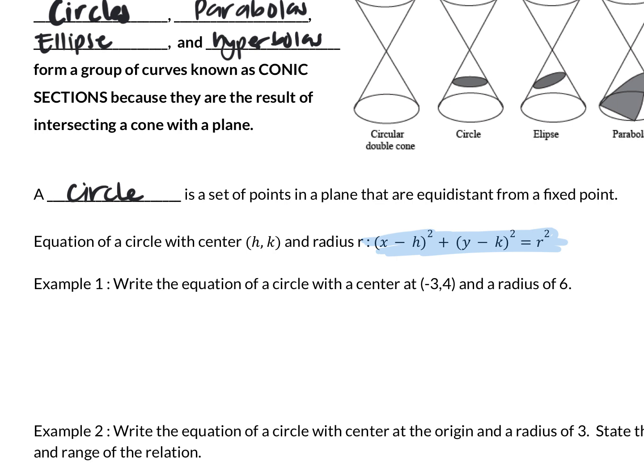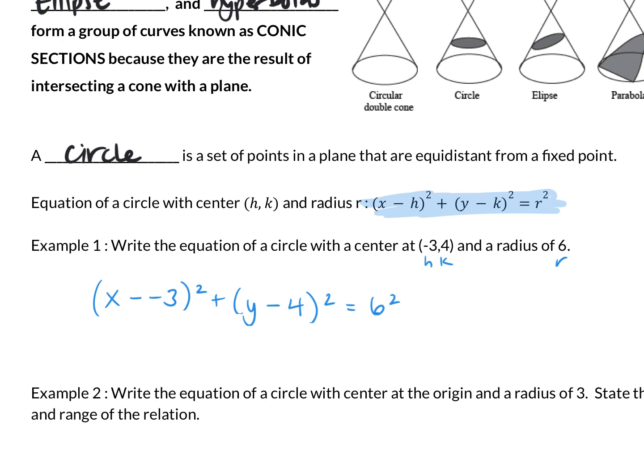So if you were asked to write an equation of a circle with a center at -3, 4 and a radius of 6, this is my h and my k value, and this is my radius value, so I can plug these values in. That gives me x minus -3 squared plus y minus 4 squared is equal to r squared. If I simplify that, I'm just going to leave that as x plus 3 squared plus y minus 4 squared is equal to 36.